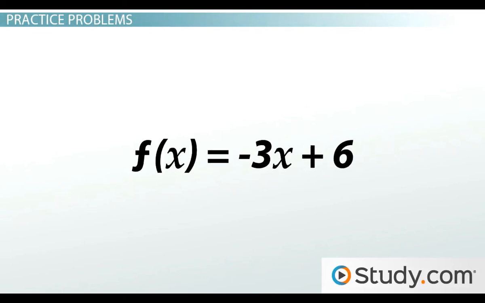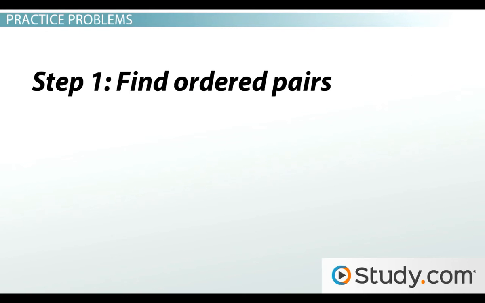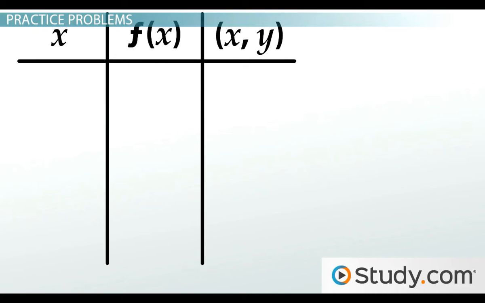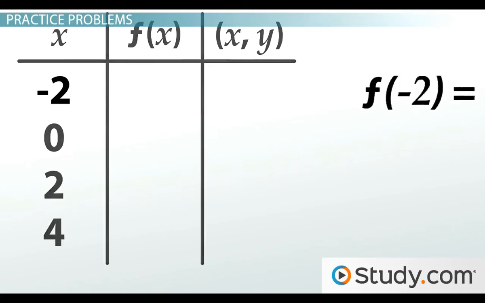First, let's try f of x equals -3x plus 6. Remember step 1? Find ordered pairs. Let's make a chart. Okay, now pick some values for x. How about we try even numbers? -2, 0, 2, and 4. Next, plug them into our function.